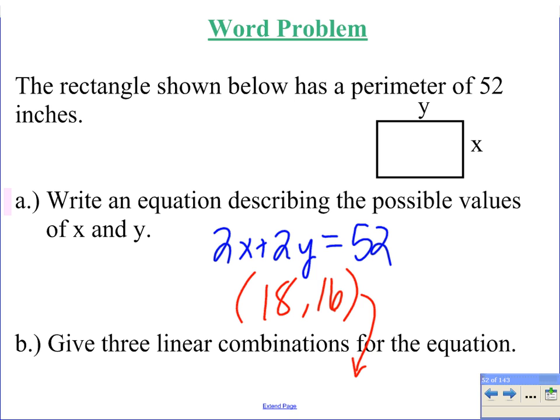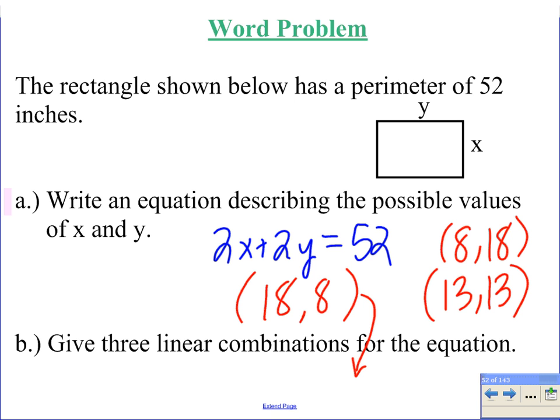Oh no, you're right. It's 8. I was doing 16. 9, 13 and 13. Anything else? 8 and 18. That's clever. Okay, you get the idea, yes? Linear combination is another way to say solution, yes?